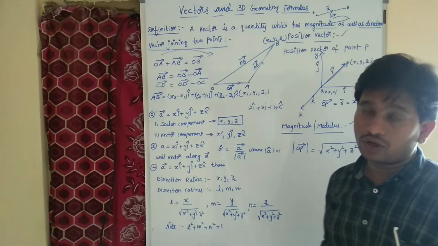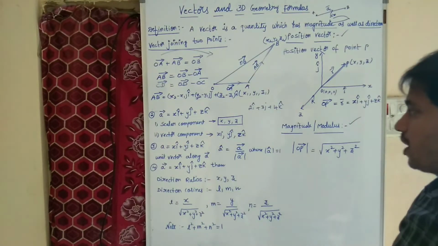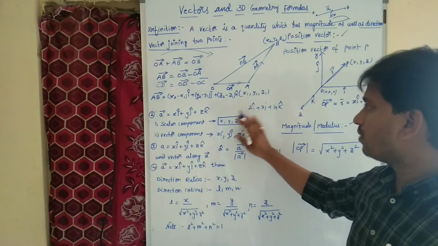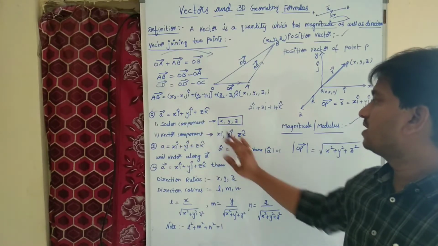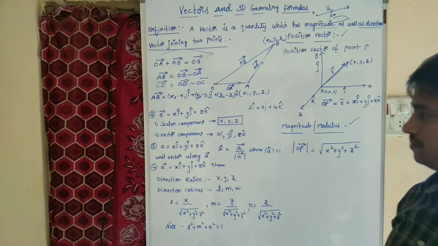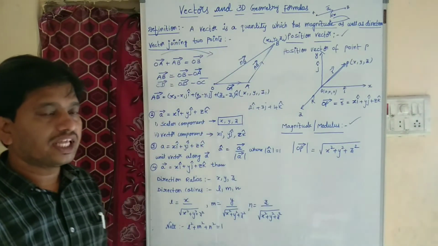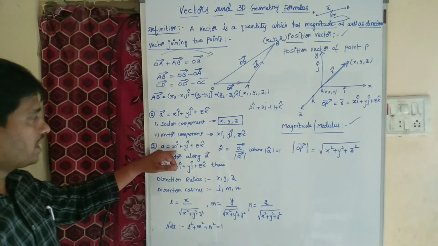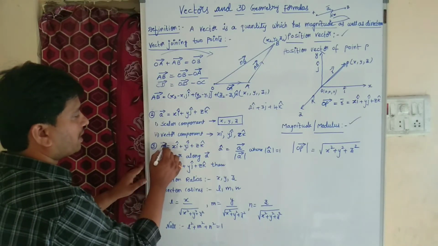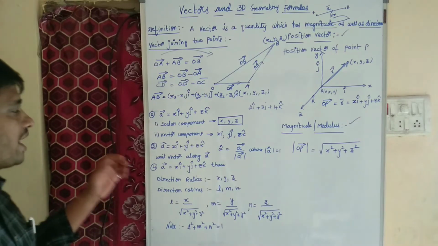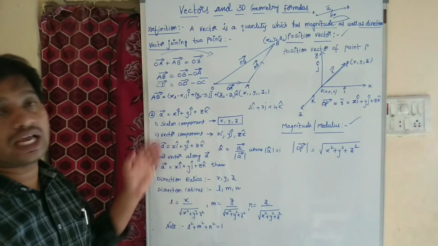Sometimes they may ask for the vector component. When they ask for the vector component, we have to write xi bar, yj bar, zk bar. Okay? Now coming to the third point, they'll give a vector a, that is xi bar plus yj bar plus zk bar. They'll ask you to write the unit vector along a bar.